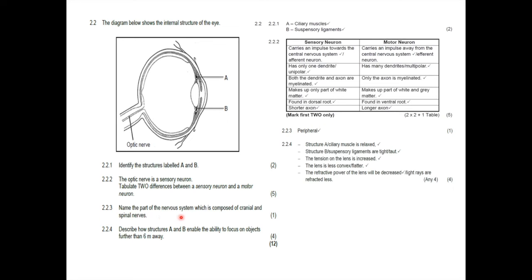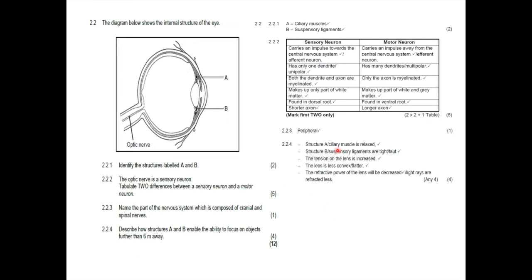223. Name the part of the nervous system which is composed of the cranial and spinal nerves. 1 mark. That is, of course, the peripheral nervous system. And the last question here, 224. Describe how structures A and B, which are the ciliary muscle and the suspensory ligaments, enable the ability to focus on objects further than 6 meters away.